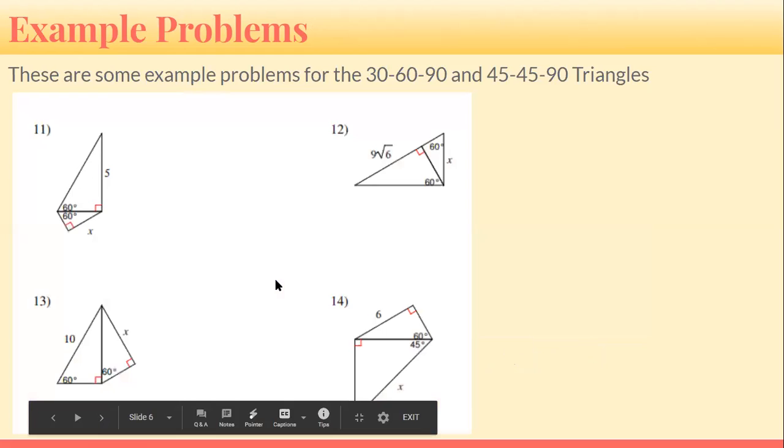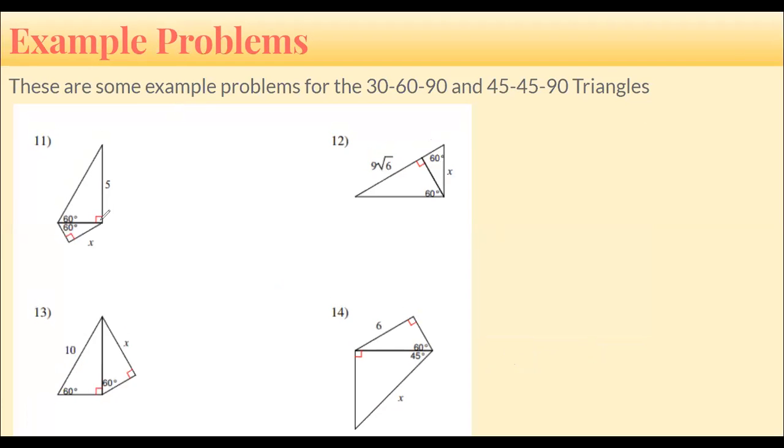Now let's look at some multi-step problems. So let's look at the first one. Now you would think, okay, that's a 60, that's a 90. So we know that this one is 30, right? And this one is 30 because 60, 90, 30. Now we need to calculate x. X is opposite to 60 degrees.